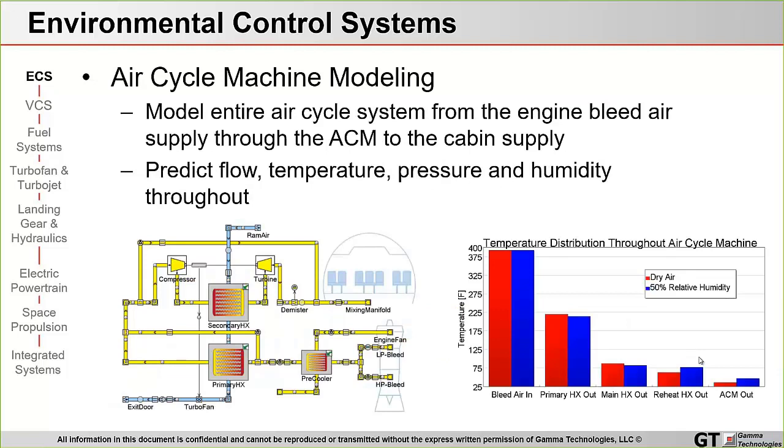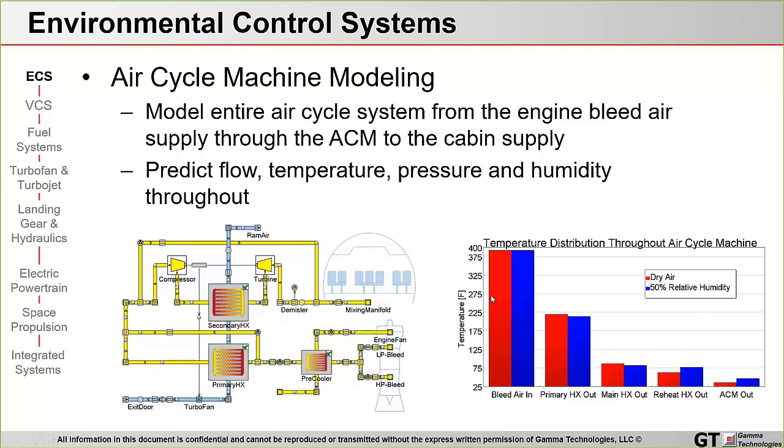Now, with the ECS system for aircraft, oftentimes there's an air cycle machine that provides the boundary flow to the cabin itself. And the air cycle machine is a system all of its own, where there typically is some sort of engine bleed air, or bleed air from somewhere, that is the inlet boundary condition to this. And then there are a series of heat exchangers and turbomachinery that conditions the air and gets it ready to flow into the cabin.